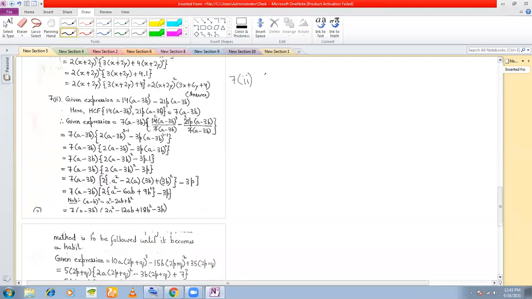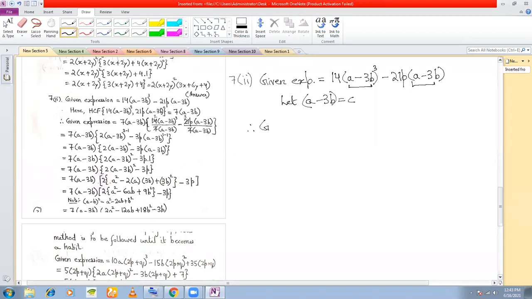The given expression here is 14(a minus 3b) whole cube minus 21p into (a minus 3b), right? You see a minus 3b here, and you also see a minus 3b here. Although I have done it directly in the notes, you can take that a minus 3b is equal to c.